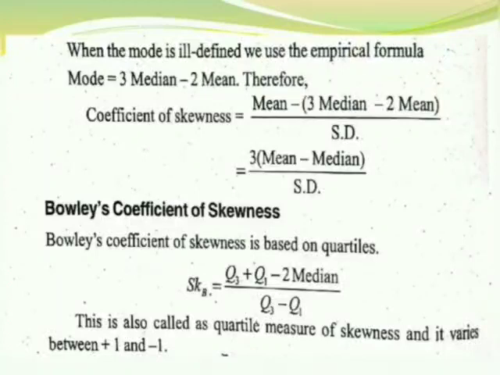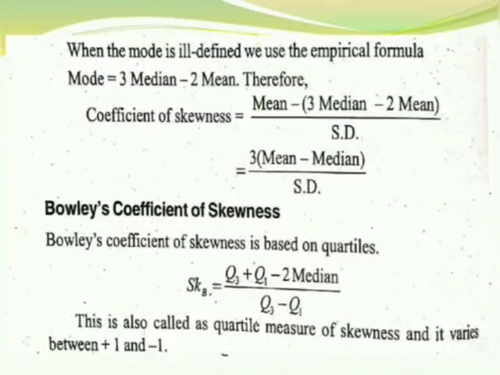Our next formula is Bowley's coefficient of skewness. Bowley's coefficient of skewness is denoted by SKB or S base B, which is equal to Q3 plus Q1 minus 2 median, or 2Q2, where the median is the second quartile, Q2, divided by Q3 minus Q1.